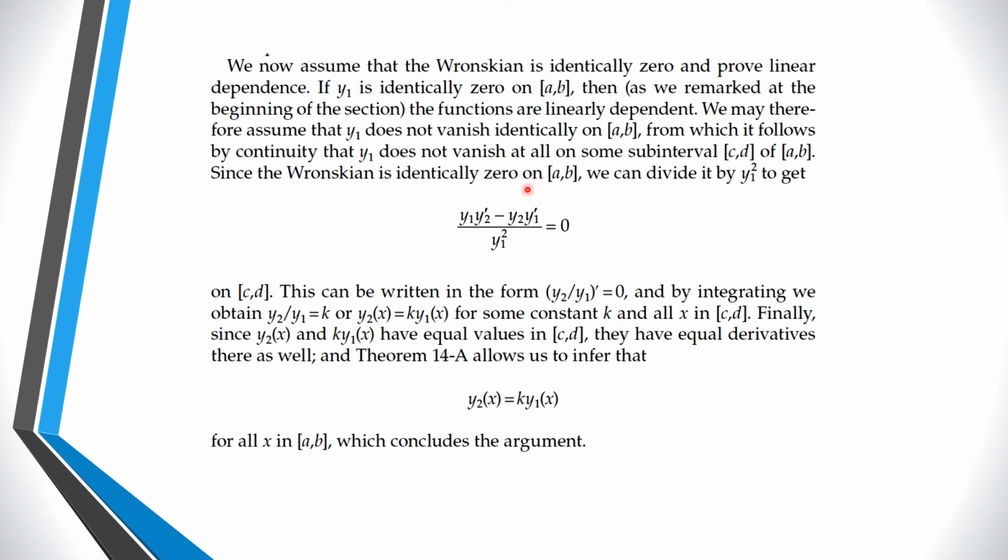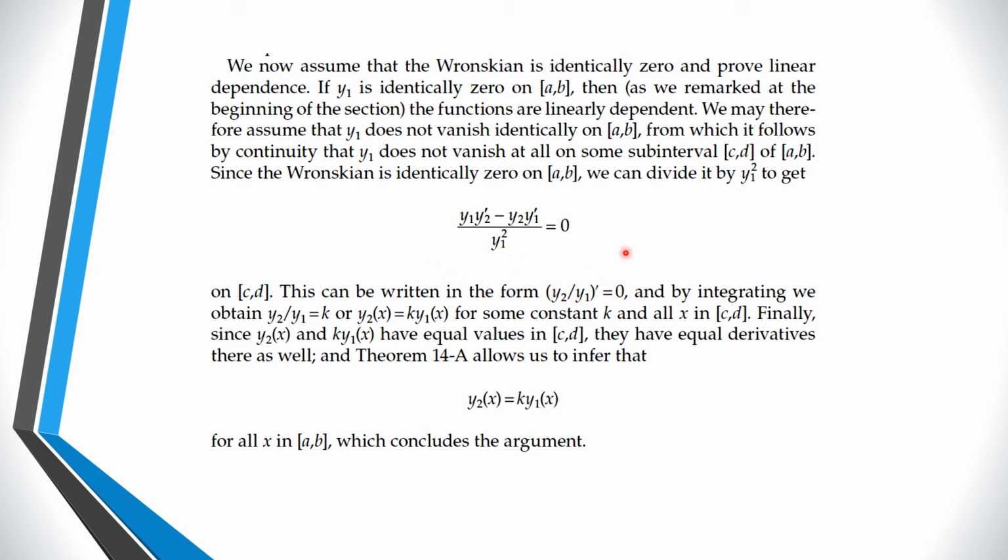Now what is this? This is nothing but the derivative of y2 upon y1. So this is the complete differential of y2 upon y1. How? What is the derivative of y2 upon y1? y2 as it is into the derivative of 1 over y1, which will be minus 1 upon y1 square into y1 dash, plus 1 upon y1 as it is into the derivative of y2, which is y2 dash. So when you simplify this, you will have this thing, right? So this is the complete differential of this.